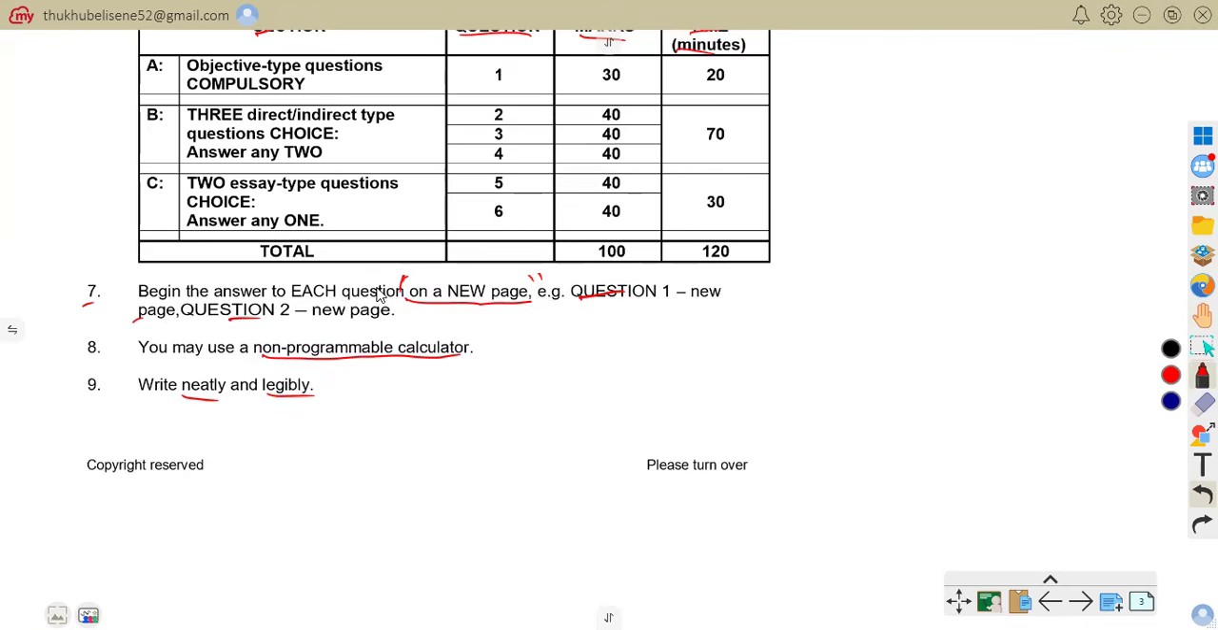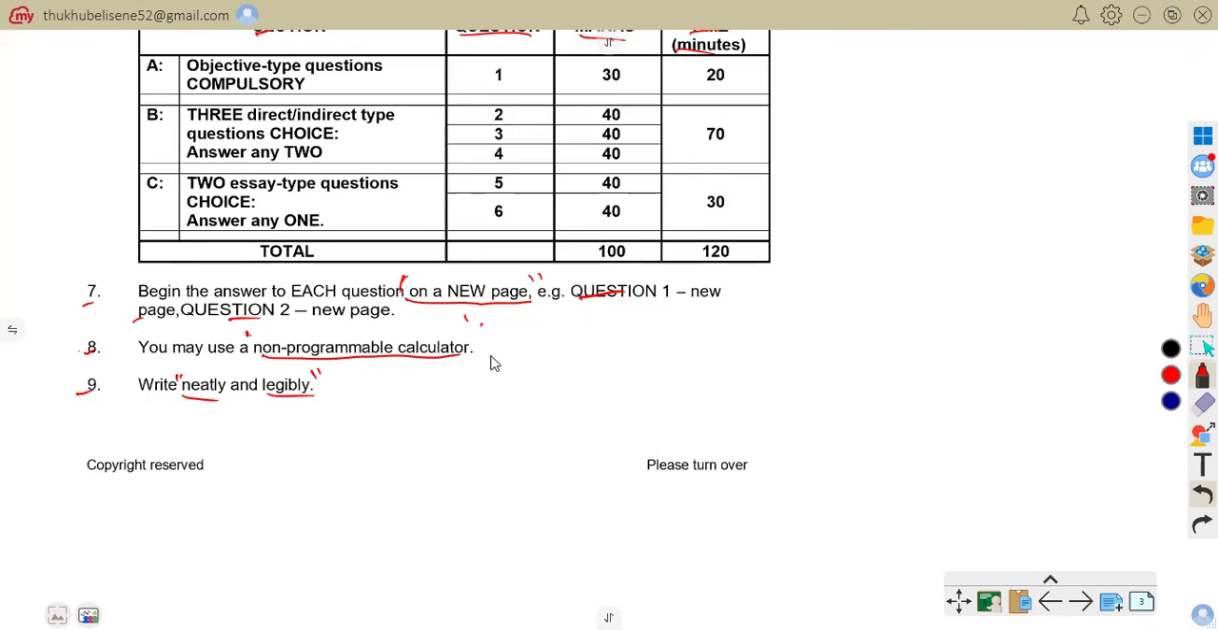You see how we sometimes lose marks because of not going through the instructions. Because of what? Not trying by all means to understand the instructions. They are very important because the instructions can earn you marks. Instruction number 8, you may use a non-programmable calculator. Instruction 9, which is very important as well: write neatly and legibly. So if your handwriting is horrible, that can lose you marks, whereas you know the answers.